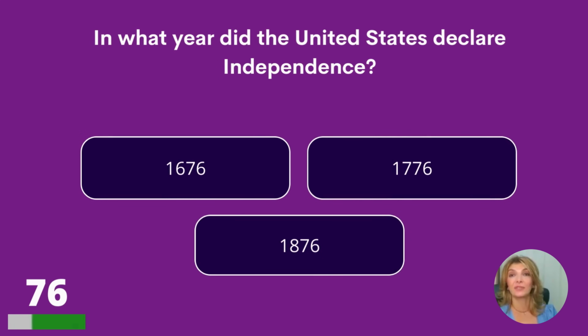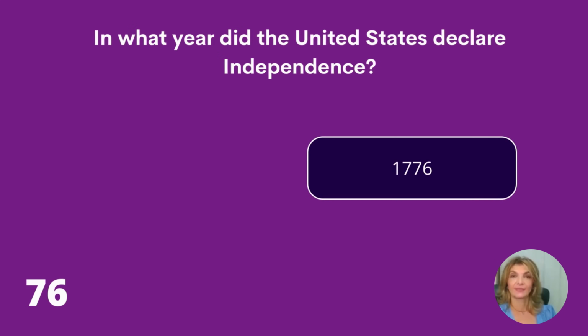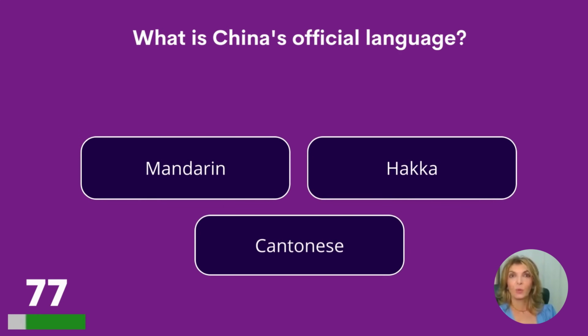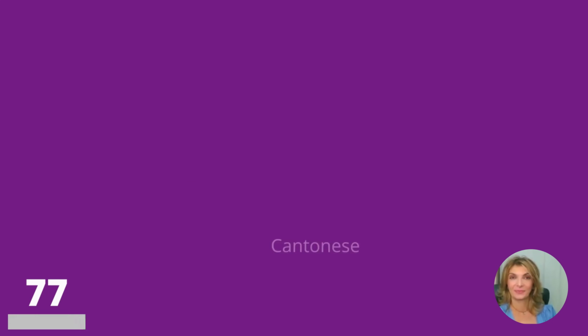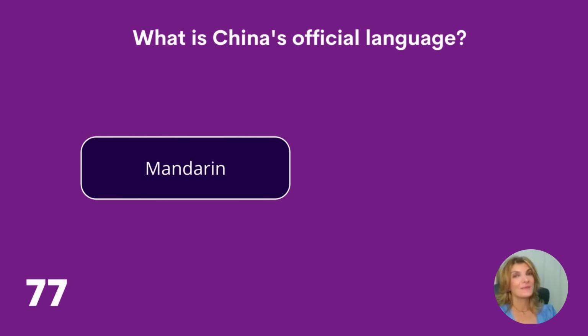In what year did the United States declare independence? 1676, 1776, or 1876? 1776. What is China's official language? Mandarin, Hakka, or Cantonese? Mandarin.